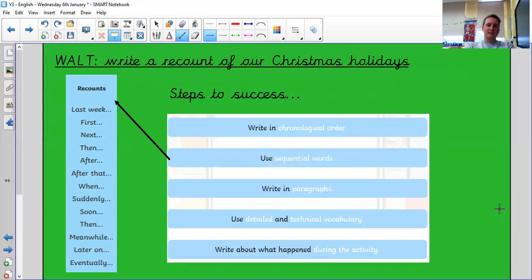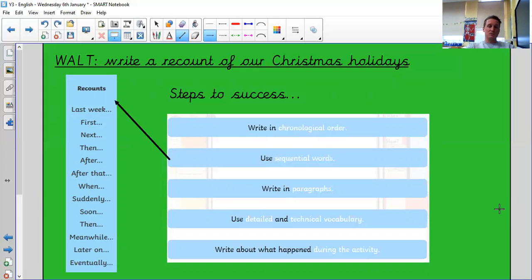Use detailed and technical vocabulary. Now, lots of you will want to tell me about presents that you got for Christmas. I want you to imagine I know absolutely nothing about toys. And if I'm being brutally honest, I don't. So if there's something that's really technical about a toy, okay, there's something you think Mr. Bamwell's got no chance of getting this, then please, please, please make sure you describe it in detail, okay, because I want to make sure I understand it.